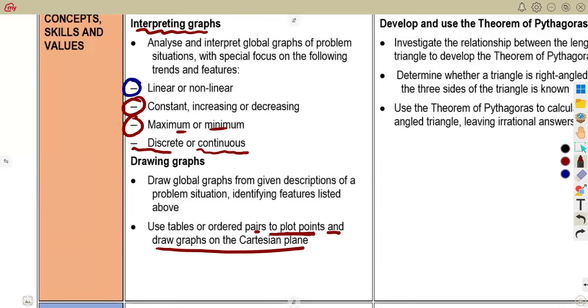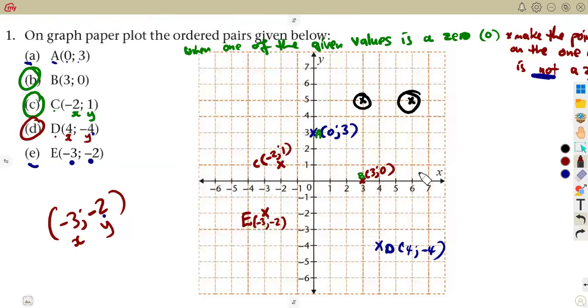So let's revise as much as we can. In terms of revision, we have this part, the description of global graphs, the situation, identifying the features listed above, which are these ones. For this part, it will be best that we work with a few questions. I'm going to explain what is important that you need in your exam. But for this one, please do revise as much as you can. Know your points and know also how to draw the graphs on the Cartesian plane. That will be for our next class.